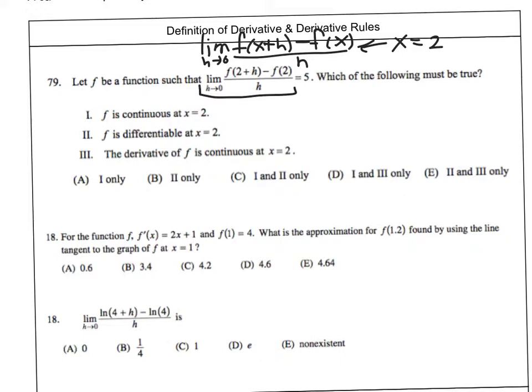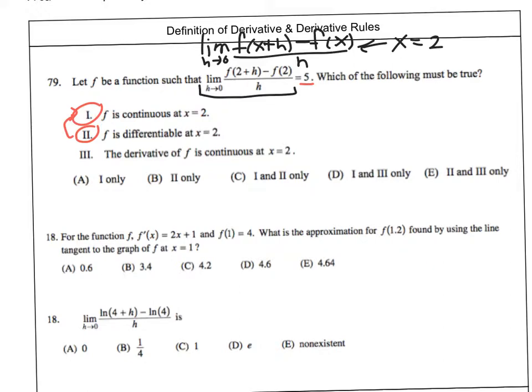So here's the thing. If this is the derivative when x equals 2, what this tells us is that the derivative exists when x equals 2. In fact, it has a value of 5. For a derivative to exist, it's got to be differentiable. For it to be differentiable, it has to be continuous. We don't necessarily need the derivative to be continuous at x equals 2. There are some cases where that might not happen.